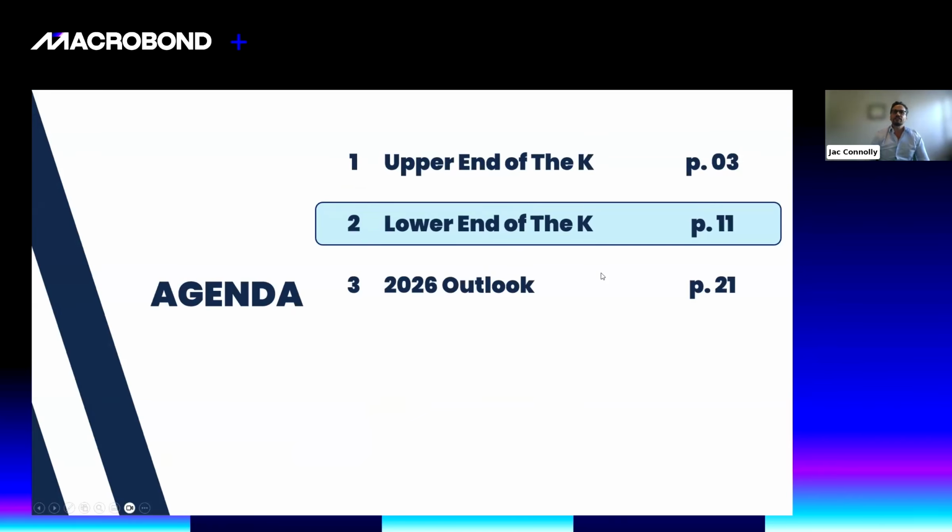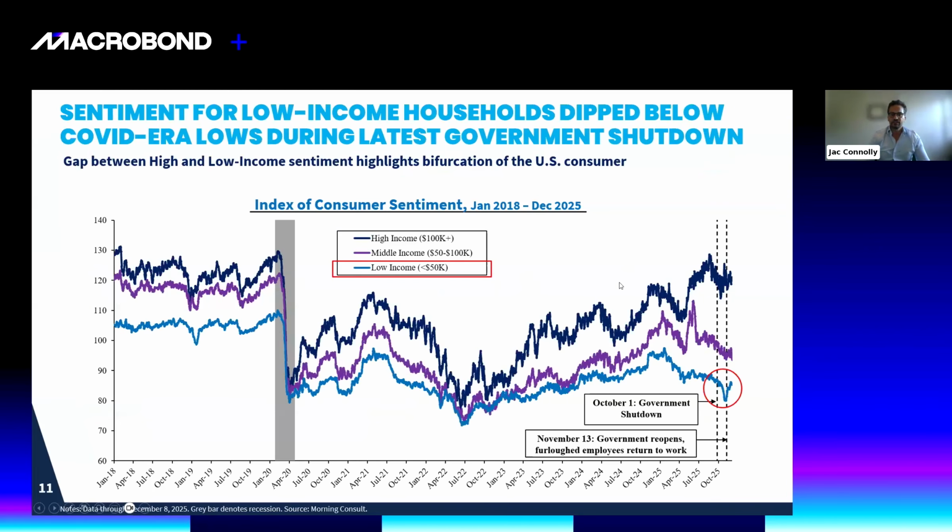And then in the next section, I wanted to look at the lower end of the K and build on some of the themes that Leo introduced in the first half of the presentation. So here's some consumer sentiment data from Morning Consult. What we're looking at here is high income sentiment, which is the dark blue. We can see middle income sentiment, which is the purple, and we can see the low income sentiment, which is the royal blue.